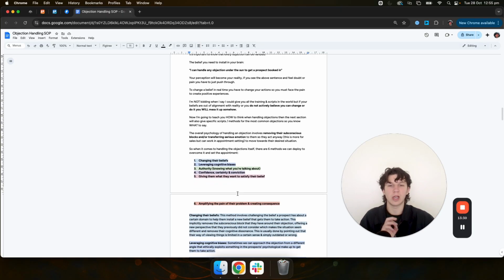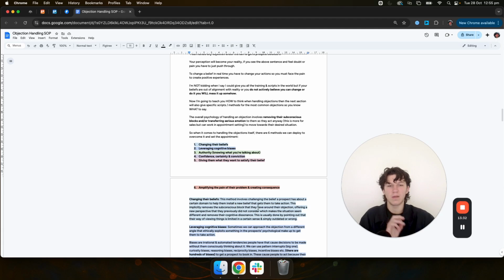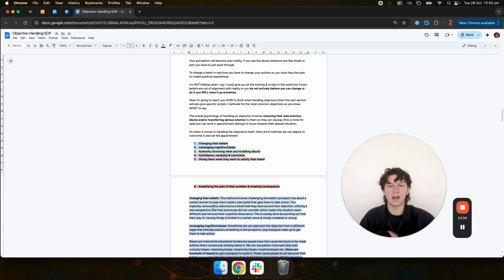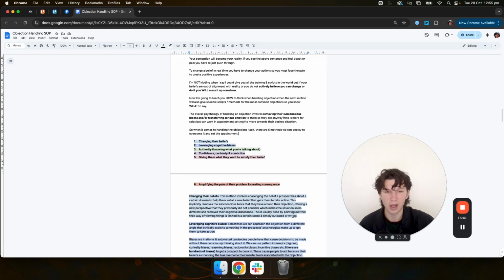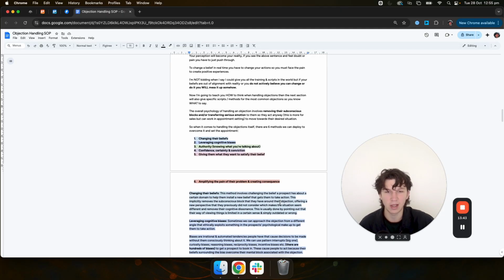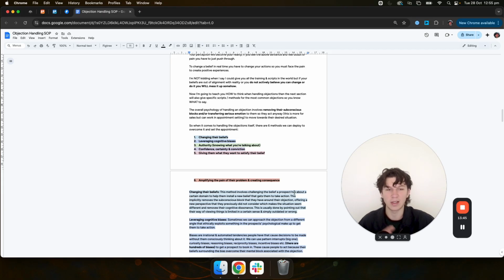The first thing we can do is change their beliefs. This method involves challenging a belief a prospect has about a certain domain to help them install a new belief that gets them to take action. This implicitly removes the subconscious block around their objection, offering a new perspective they previously did not consider, which removes their cognitive dissonance. This is usually done by pointing out that their way of viewing things is limited, outdated or wrong.